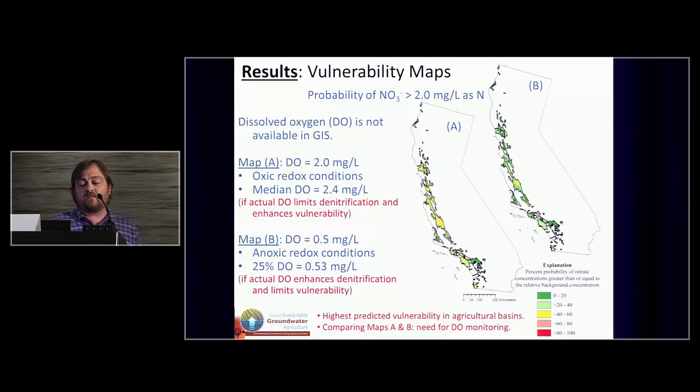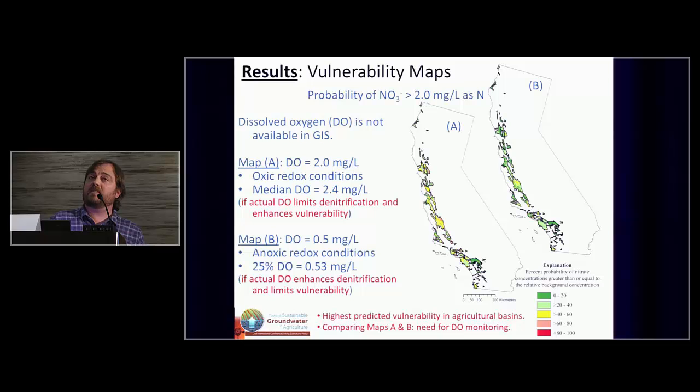For map B on the right, I use DO of 0.5 milligrams per liter, so this would be more anoxic groundwater conditions. It's about the 25th percentile of our DO data in this study. So again, this would be if the actual groundwater had DO that enhances denitrification and limits the vulnerability. If you're familiar with California, probably some of these hot spots aren't a big surprise. Salinas Valley, Pajaro Valley, Napa, a lot of the agricultural areas have red, orange and red.